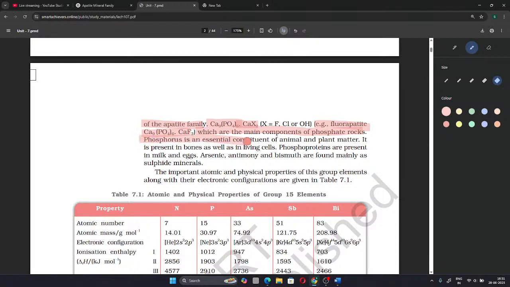Phosphorus is an essential constituent of animal and plant matter. It is present in bones as well as living cells, as living cells contain nucleic acid or DNA. DNA is made of nucleotides. Nucleotides contain a pentose sugar, a nitrogen base, and a phosphate group. Phosphoproteins are present in milk and eggs. Arsenic, antimony, and bismuth are found mainly as sulfide minerals.